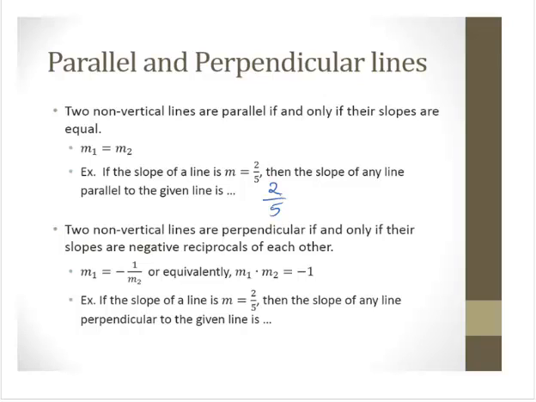We say that two non-vertical lines are perpendicular if and only if their slopes are negative reciprocals of each other. So m1 is equal to -1 over m2, or equivalently, the product of m1 and m2 is -1. So for example, if the slope of a line is 2/5, then the slope of any line perpendicular to the given line is -5/2. Notice that 2/5 times -5/2 is -1.